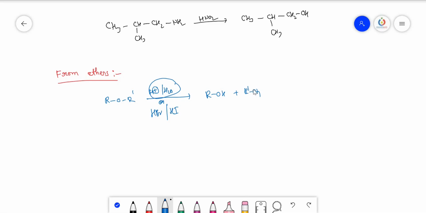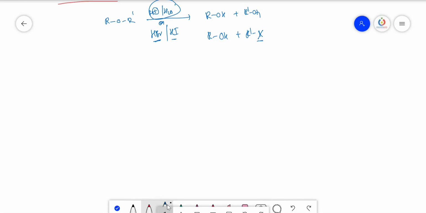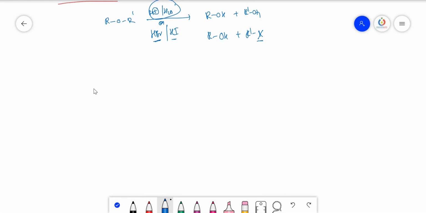If you use H plus and H2O, you get both as alcohols. If you use any of these two reagents, you will get one as the alcohol, the second one as the alkyl halide. So this X may be bromide or iodide, depending on the type of the reagent you select. Now let us take some examples of this particular concept.